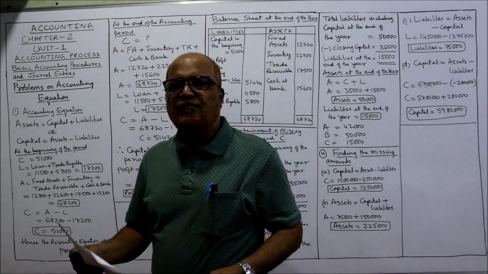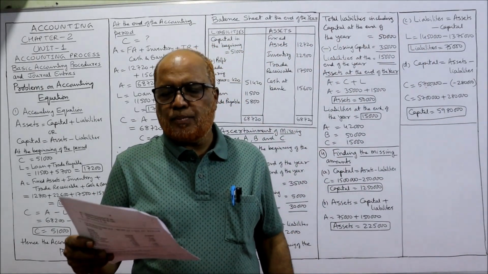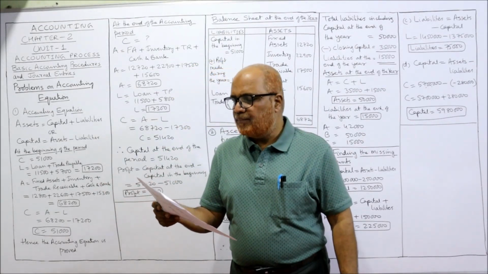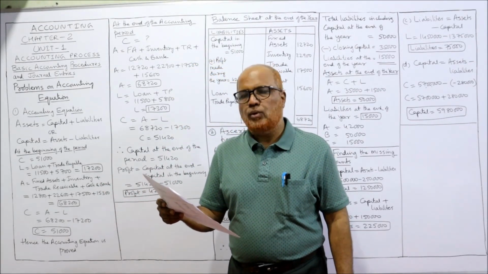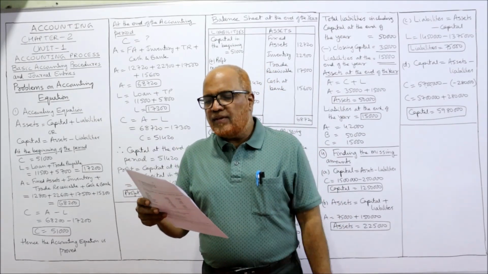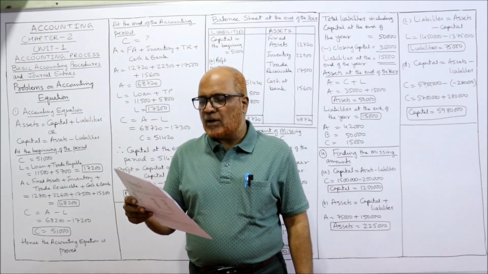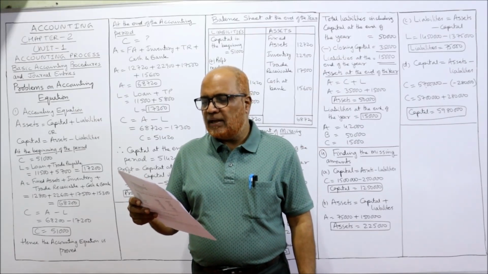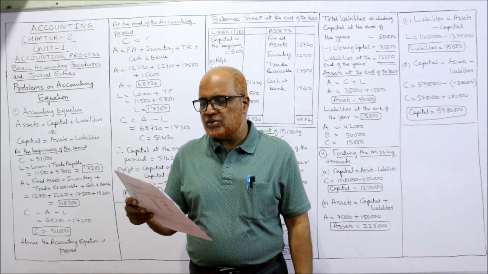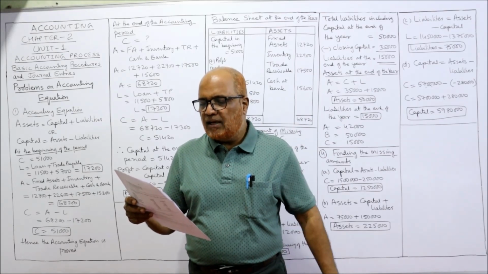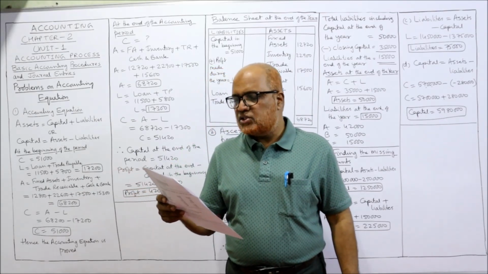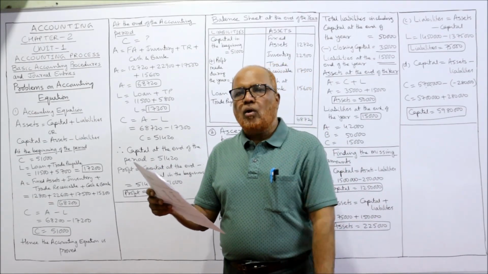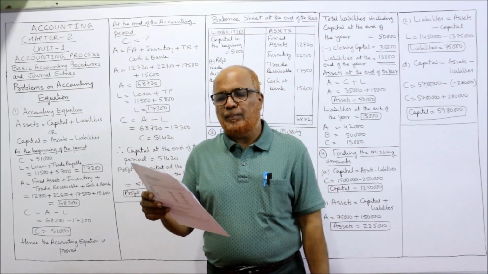Now, see the first problem. The first problem is to develop the accounting equation for the following information available at the beginning of the accounting period. At the beginning of the accounting period, capital 51,000, all the rupees in thousands. Loan 11,500, trade payable 5,700, fixed asset 12,800, inventory 22,600, trade receivable 17,500, cash and bank 15,300. These are all the balances at the beginning of the period.